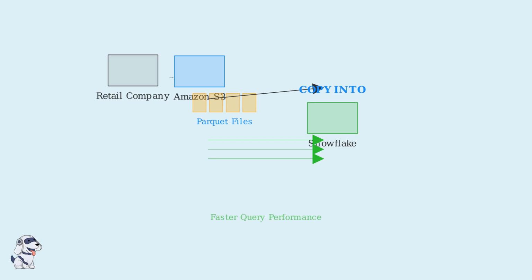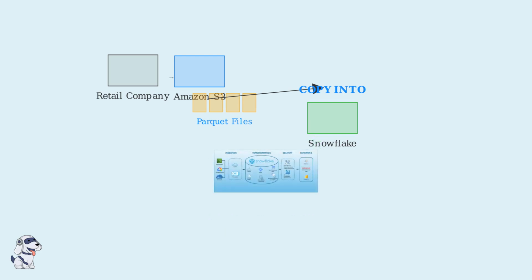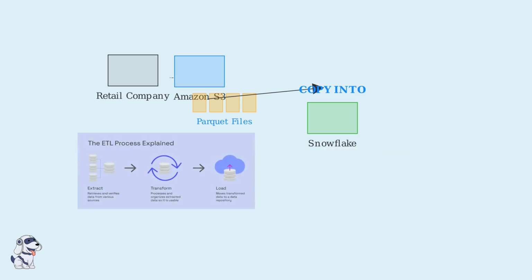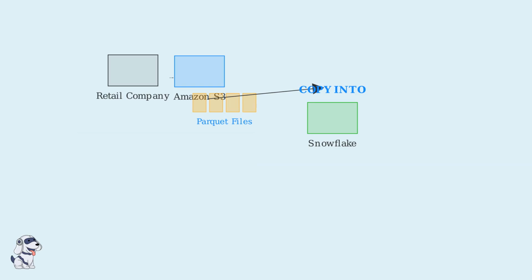Parallel processing means multiple parts of the data are loaded simultaneously, resulting in faster query performance for the retail company's analytics. Additionally, copy into supports schema evolution, automatically adapting to changes in the product catalog without manual intervention. This reduces extensive ETL downtime. This example demonstrates how copy into streamlines the data loading process for real-world retail operations, enabling quick access to sales insights.